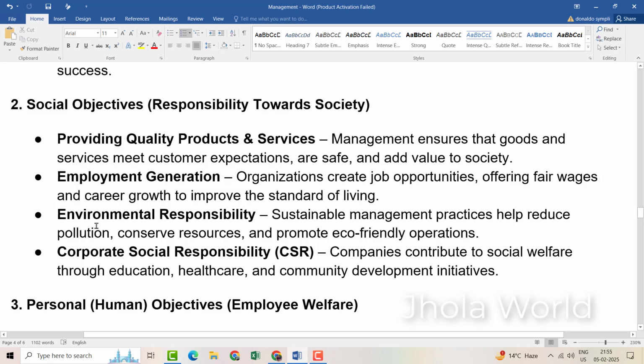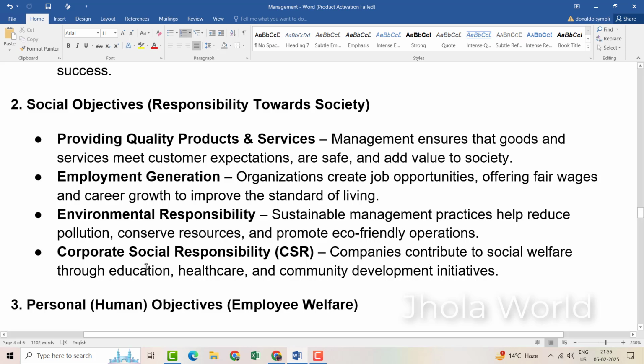Then it has environmental responsibility also. Sustainable management practices helps reduce pollution, conserve resources, and promote eco-friendly operation. It is not that since you're earning from a society that you will start throwing everything, dumping all your garbages and waste material there. So you have to make sure that you have a proper waste disposal system, drainage system, and you're not polluting and all.